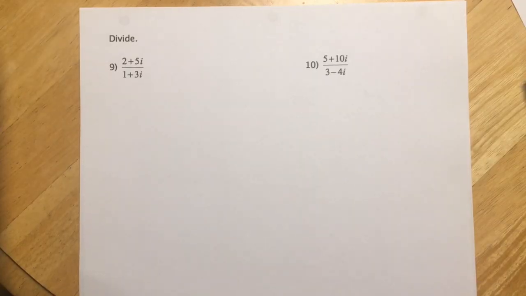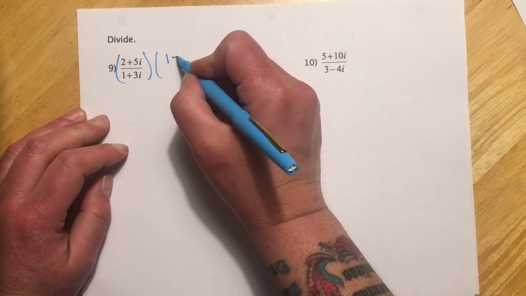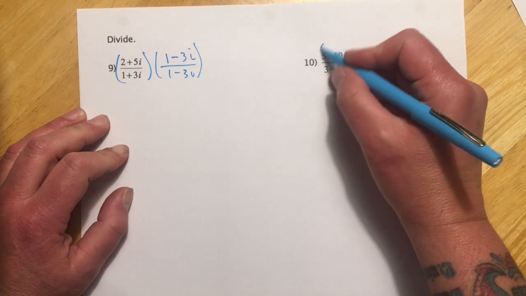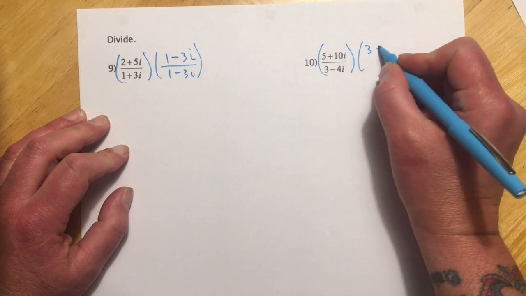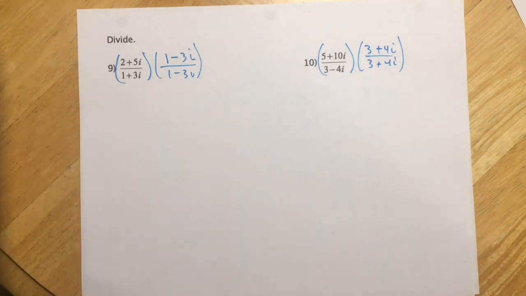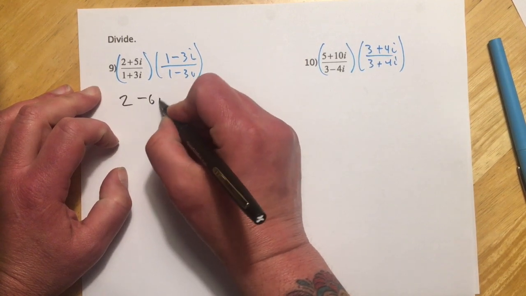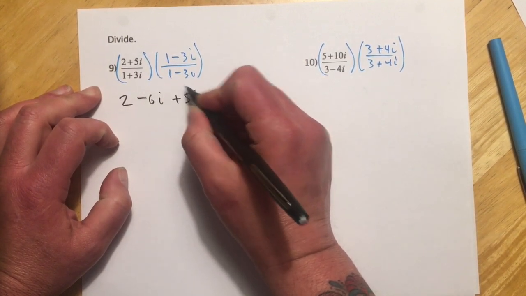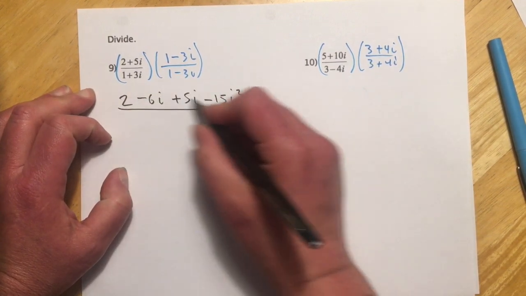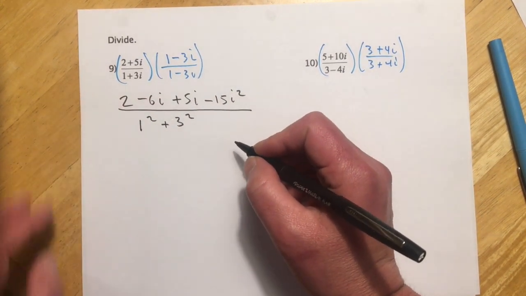The last two, just a couple more divides because they make really good test questions. 1 minus 3i, 1 minus 3i. And just while I have the blue pen out, this one I'm going to go 3 plus 4i, 3 plus 4i. Okay, so for this first one, we're going to go 2 times 1 for 2, 2 times 3 for minus 6i, 5i on the inside, and then a 15i squared. And downstairs it'll be 1 squared plus 3 squared, a squared plus b squared.